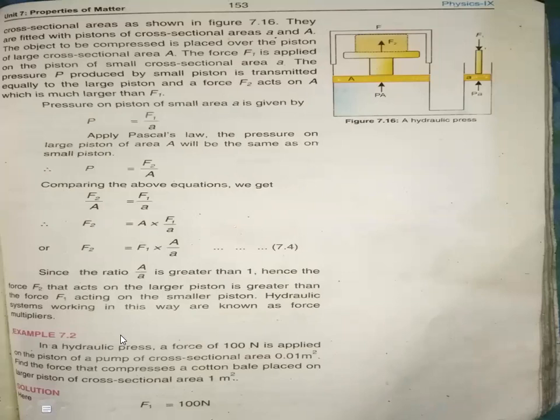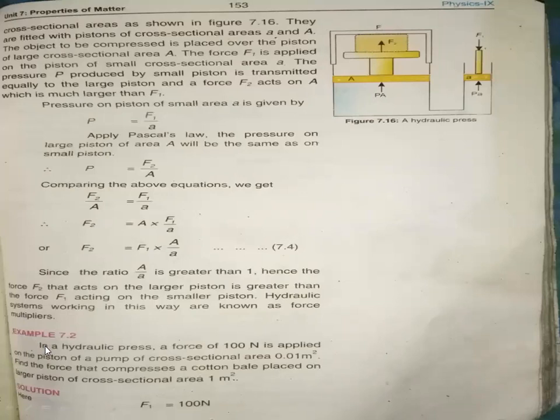So now with the help of this law, we will solve example 7.2. Example 7.2 is on page number 153. If you open page 153, you will find the example. I'm going to apply this formula to calculate F2. I will use this formula, Pascal's law, hydraulic press. F2 is equal to F1 times capital A over small a.